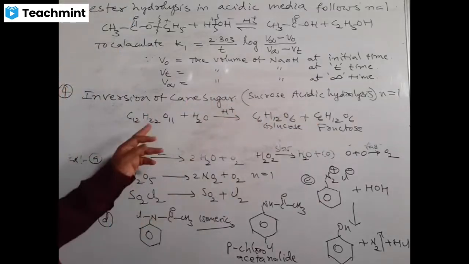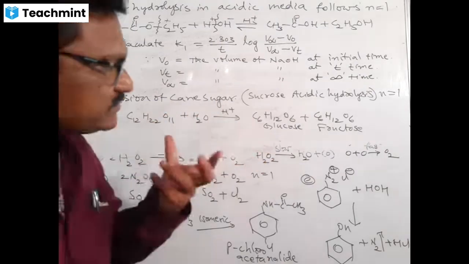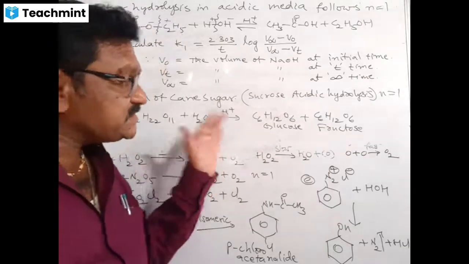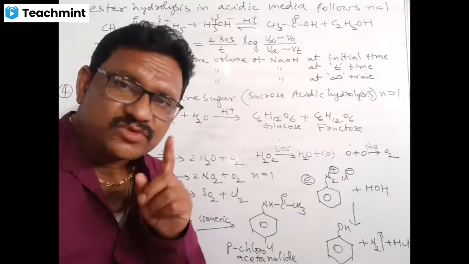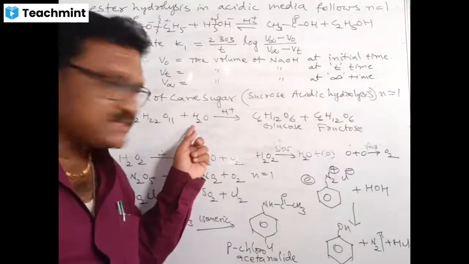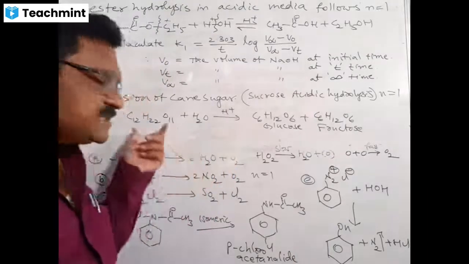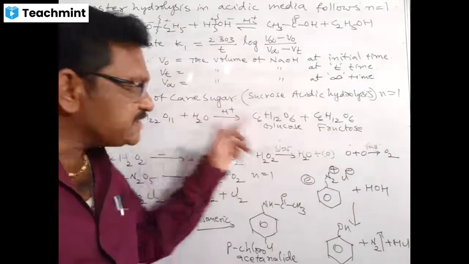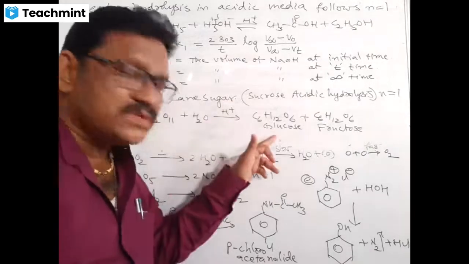Okay. Here, sugar can be inverted. What do you mean by inversion? Here also there is an important point. Why do we call it an inversion reaction? Actually, sucrose is dextrorotatory. When you conduct the hydrolysis in presence of acidic media, as time passes, what happens? The optical activity of the sugar changes. Actually, the dextrorotation changes to levorotation.